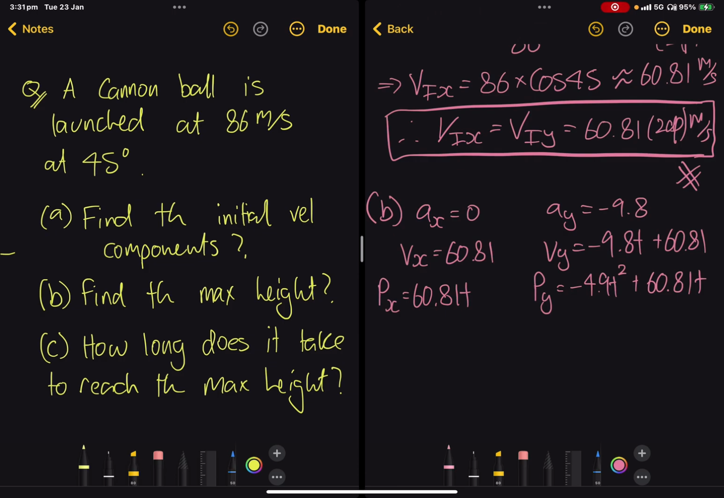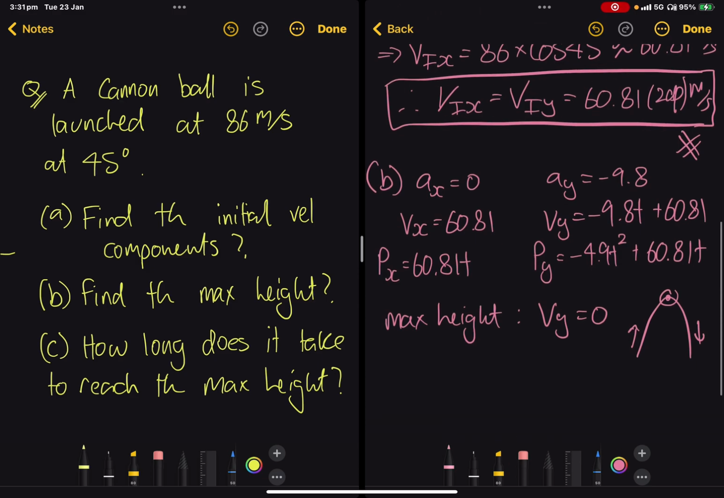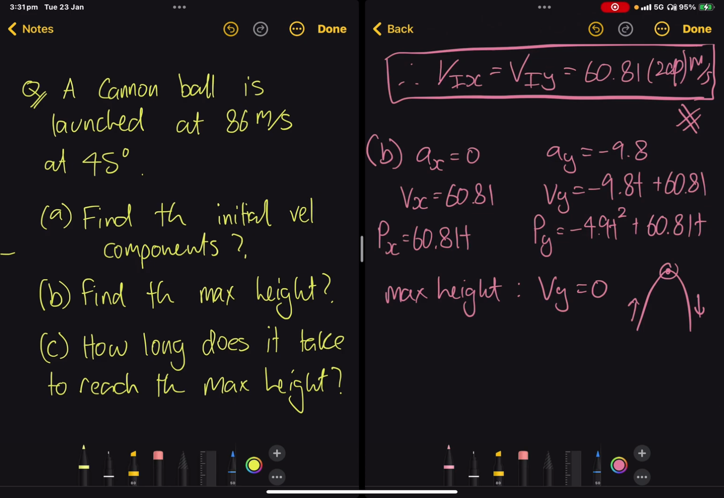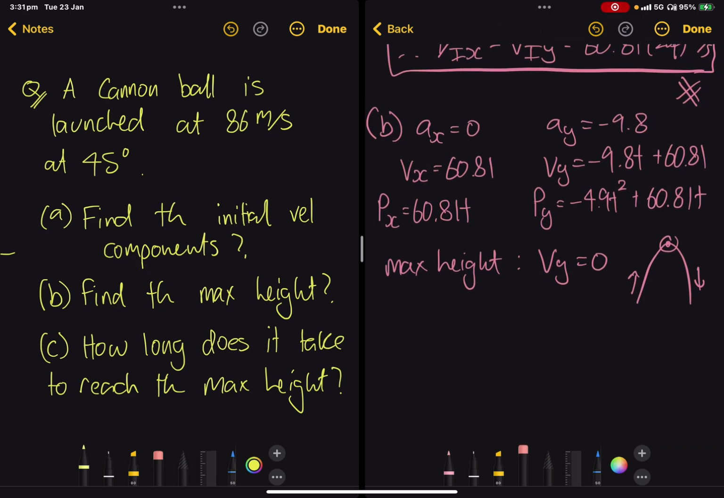The maximum height will occur, so you need to be careful with this, when the velocity in y is equal to 0. When it gets to this top point, it will have upwards velocity here in y, downwards velocity here in y. At this point, its velocity in y will actually be 0. So we can set velocity of y equal to 0. This will give us the time at which it reaches this max height. And in fact, because we're finding the time first using this method, this working will answer both B and C.